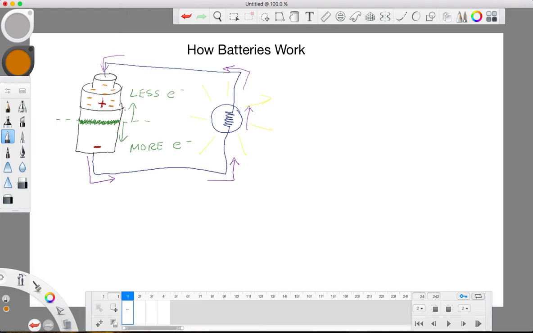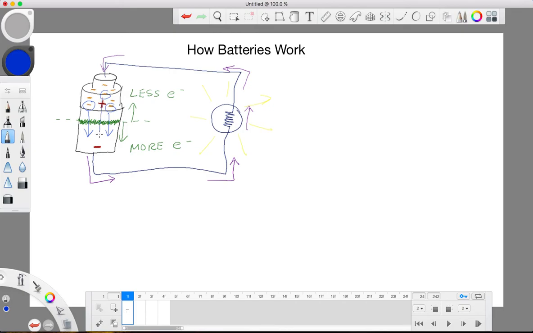Now that's not good for our battery, because if our battery gains the same number of electrons on this side as this side, it will no longer function. And that's where this chemical barricade comes in. So what happens with this chemical barricade is there's a chemical reaction that occurs, and as a result, that chemical reaction will move these electrons across that chemical barricade.